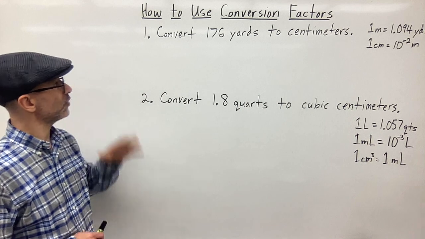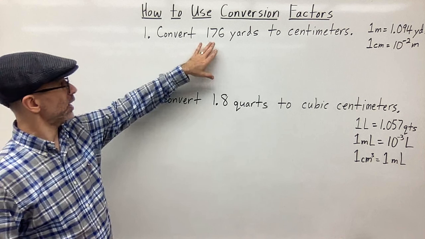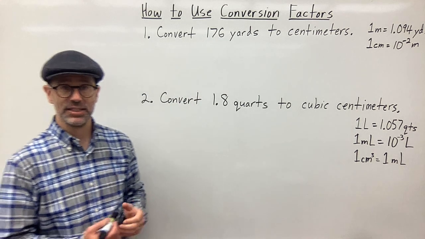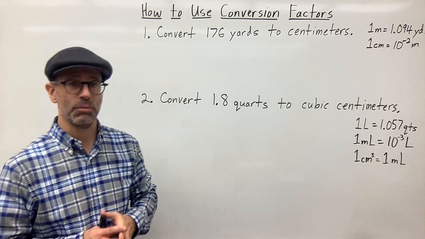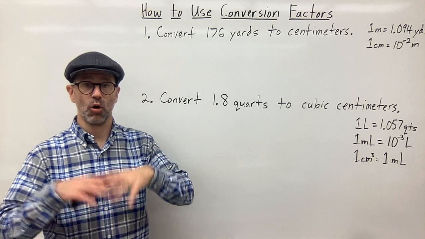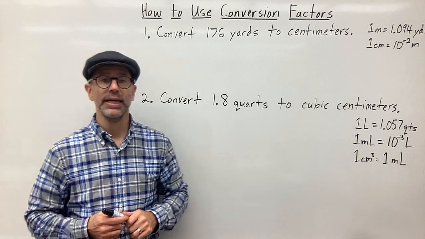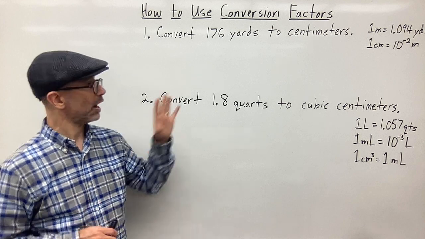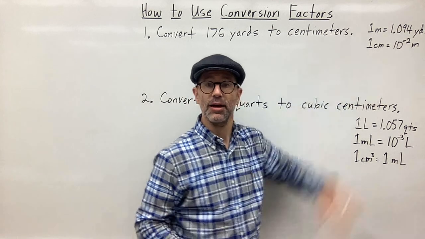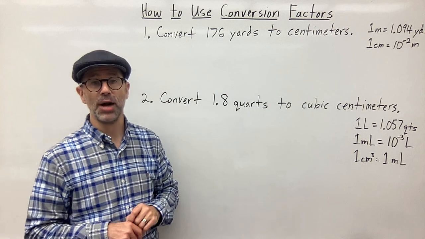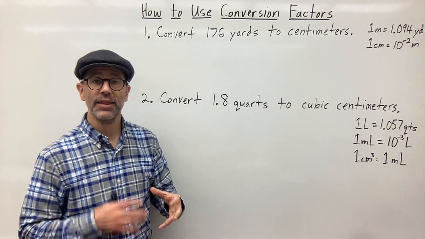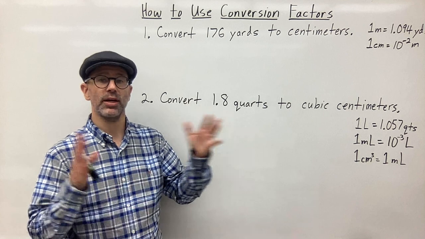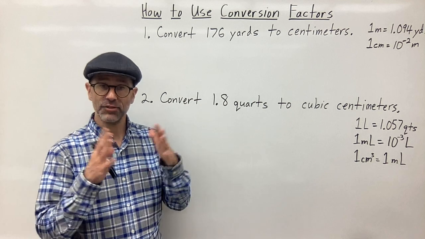So let's get into this. I start with 176 yards. That's what I'm given, and I'm trying to find centimeters. The first thing in any problem, whether it's a short problem or a long word problem, is to pull out the conversion factors. Whatever conversion factors you're given for the problem, or maybe in the word problem they give you relationships. Anytime you have a relationship between one unit and another, that is going to be a conversion factor.